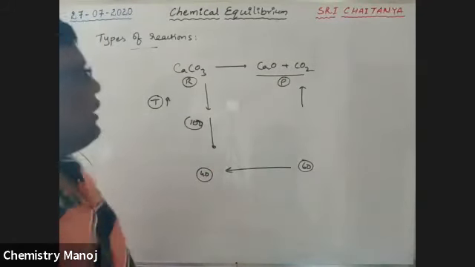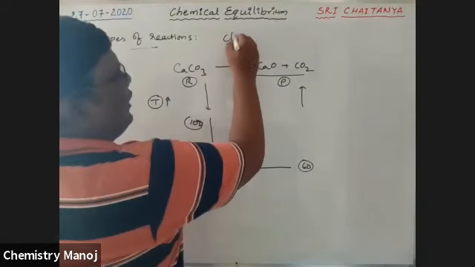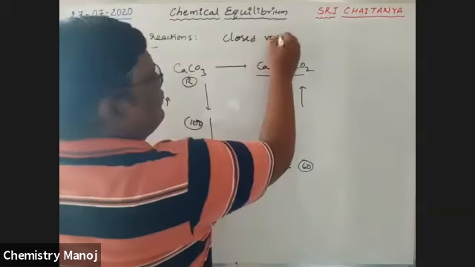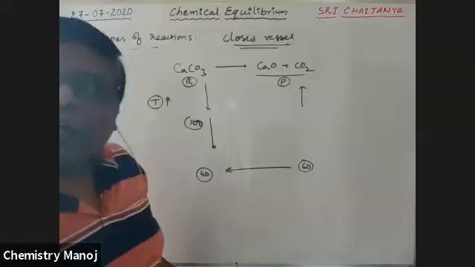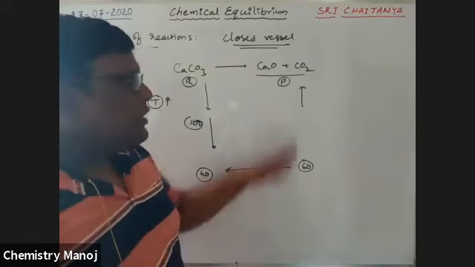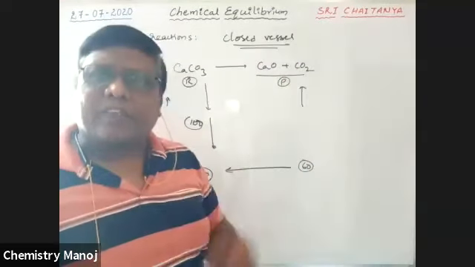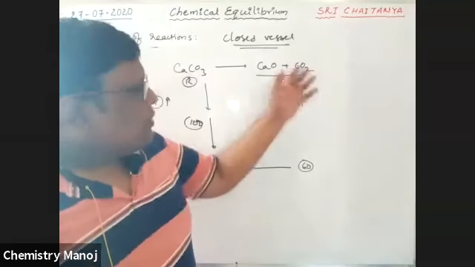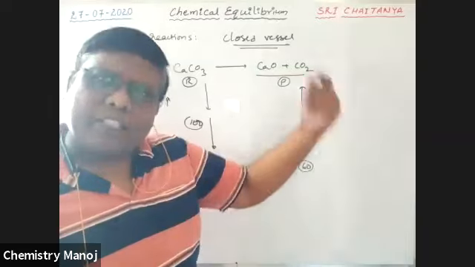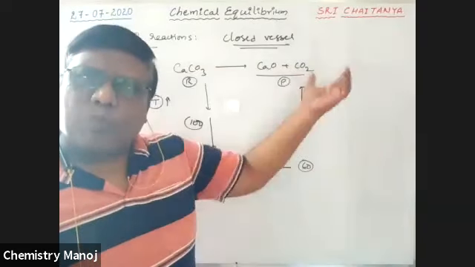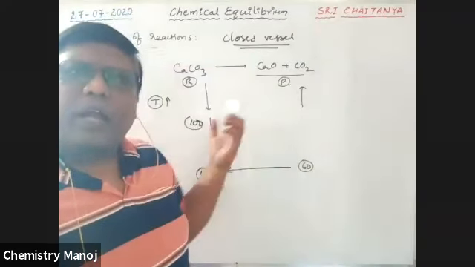For that purpose, the entire reaction takes place in a closed vessel. Closed vessel means these products are not escaping from the reaction vessel. So CaO and CO2 both exist. As time goes on, this percentage increased, and at one time these are more than that of reactants. Now the backward reaction started.